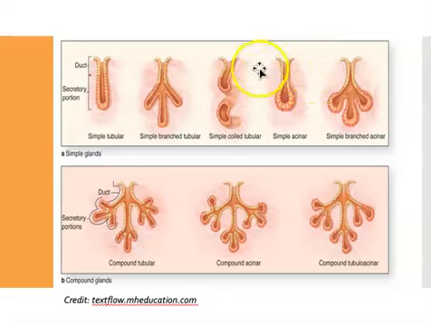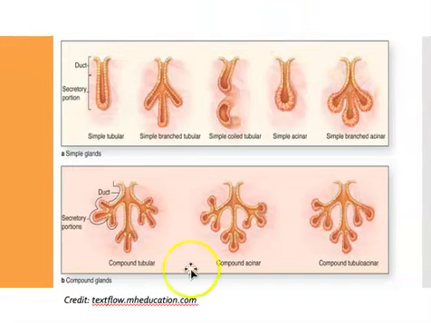Now this image right here represents a simple acinar gland. It's simple because there's one unbranched duct, but it's the acinar or alveolar type because the acinus is wider than the duct is. Now a version of that would be a simple acinar gland that is branched. Now it's not the duct that's branched, it's the acini. There are multiple acini with a single duct.